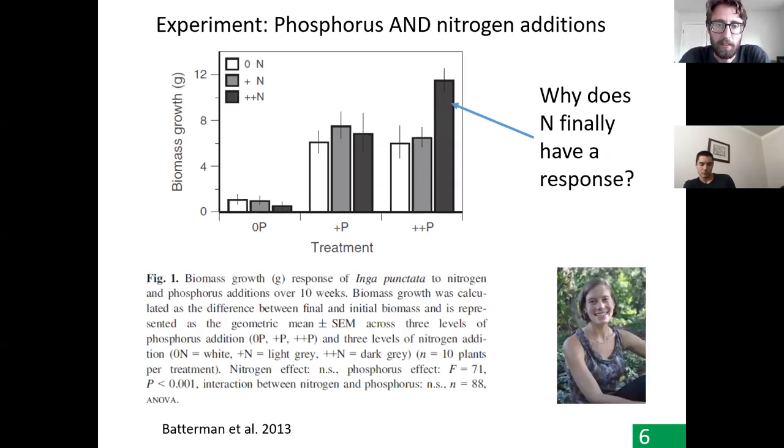But yeah, the outcome of this experiment here is that we have evidence of both Liebig's law of the minimum and a single limiting resource, and the idea that resources can be co-limiting with this last sort of response here.